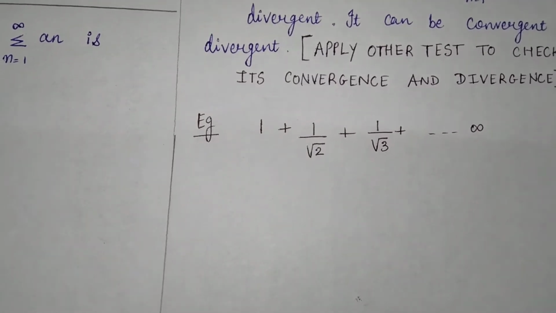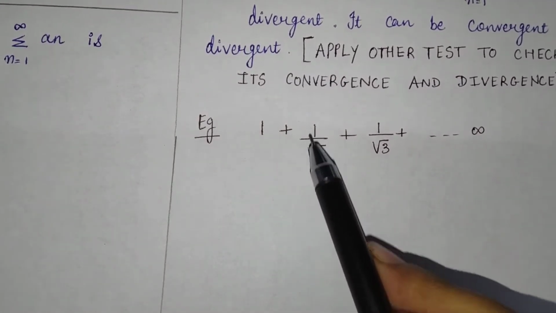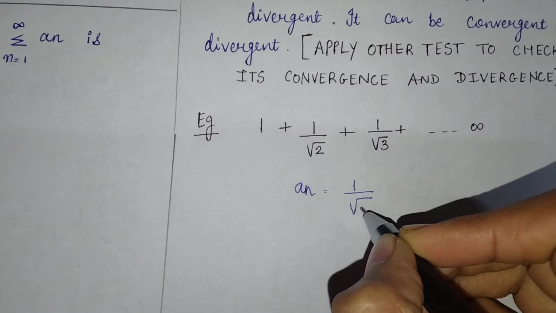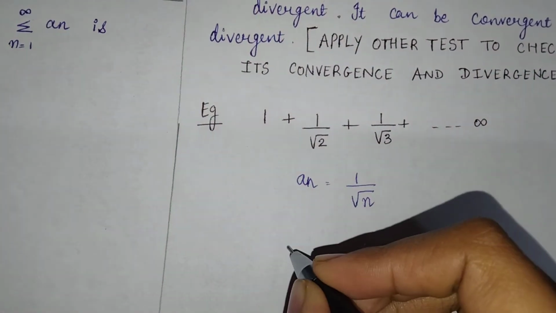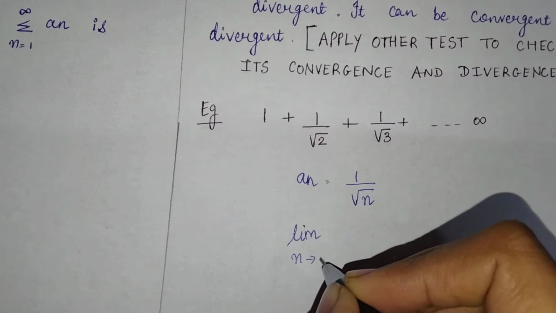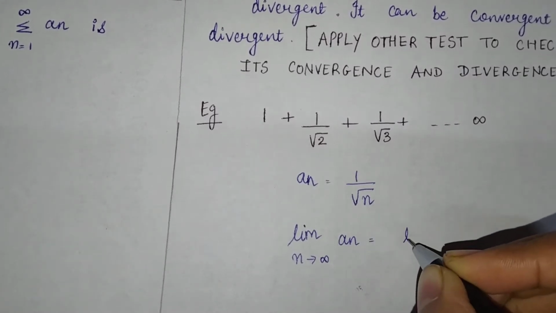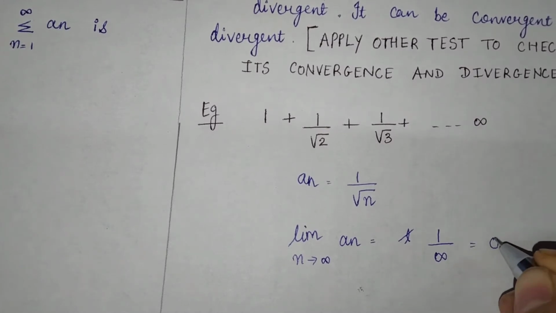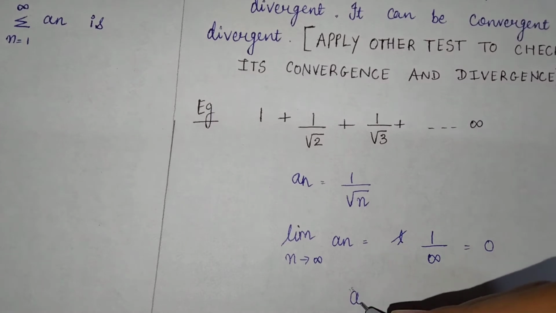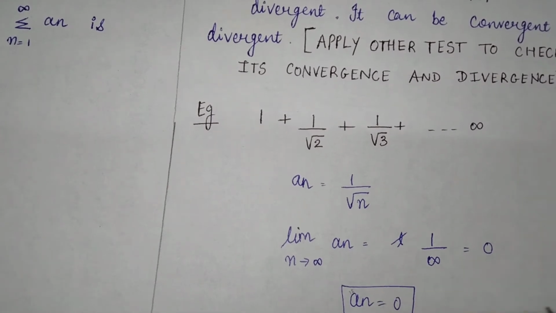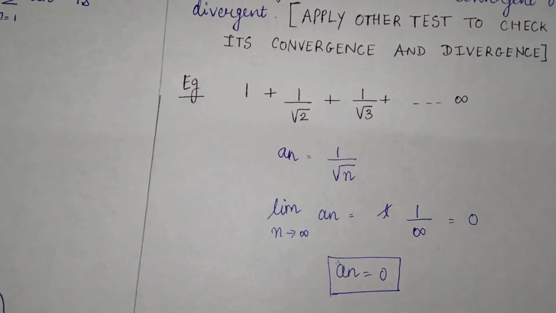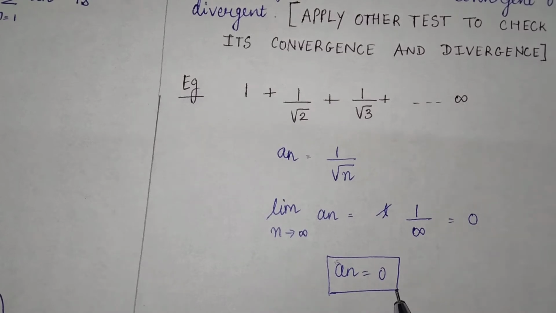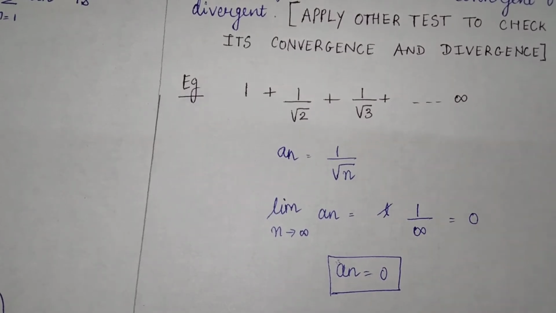For example, let us consider this series: 1 plus 1 by root 2 plus 1 by root 3. It means an is 1 upon under root n. And if I substitute limit n tends to infinity in the an, then I will get 1 by infinity, and the answer is 0. But whenever an is equal to 0, you cannot say that the given series is convergent or divergent. So then we have to apply a different test. When an is equal to 0, this test cannot be applied.